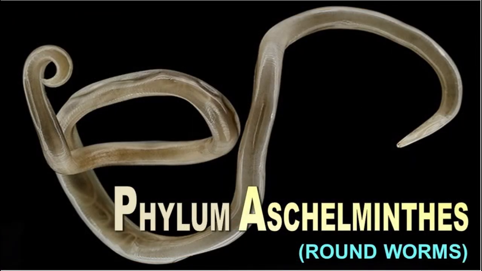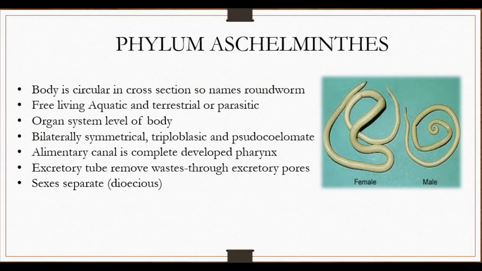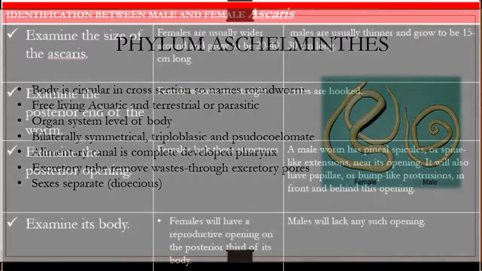The next one is phylum Aschelminthes. They are also known as roundworms. That is, their body is circular in shape in cross section, so they are named roundworms. They are free living, living in aquatic or terrestrial habitats, or in a parasitic form. They have an organ system level body. They are bilaterally symmetrical, triploblastic, and pseudocoelomate. The alimentary canal is complete. The excretory tube removes the waste through excretory pores. The sexes are separate, so they are known as dioecious.